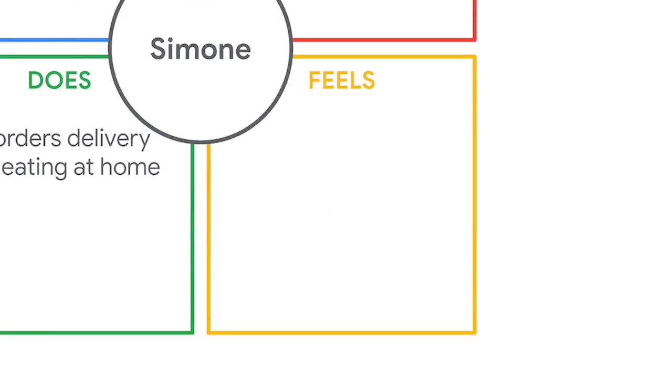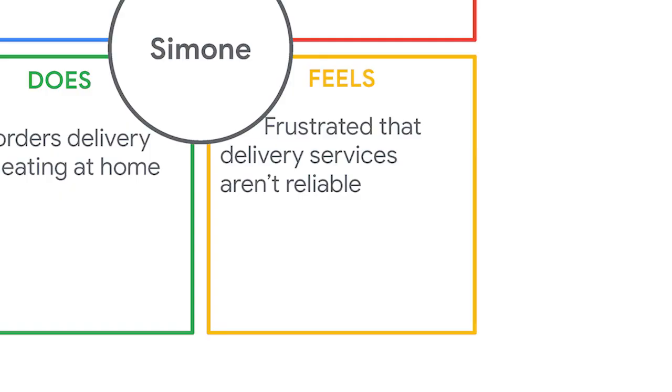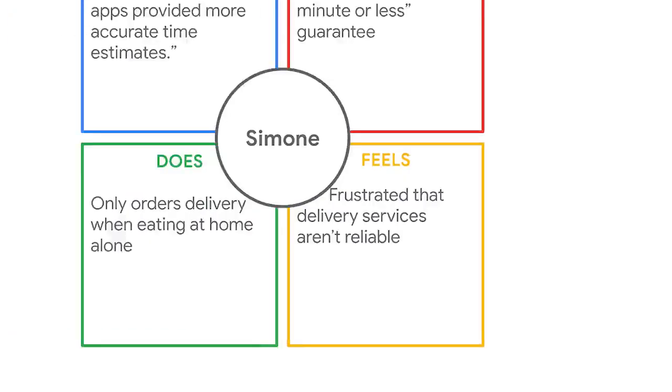Finally, the bottom right square of the empathy map focuses on what the user feels. You could directly ask Simone what they're feeling during the interview, so long as it's done in an open-ended way. For example, you might ask, "How do you feel when you try to place delivery orders through an app?" After the interview, fill in the feels square with these observations. And we're done with Simone's empathy map. Nice work! Next, you'll learn how to build aggregated empathy maps.